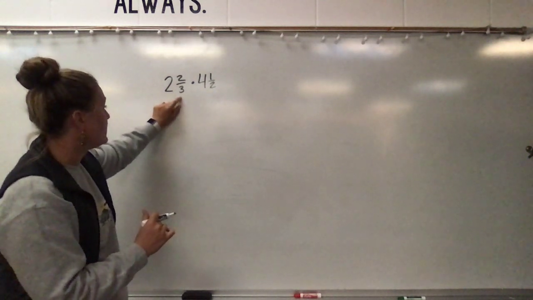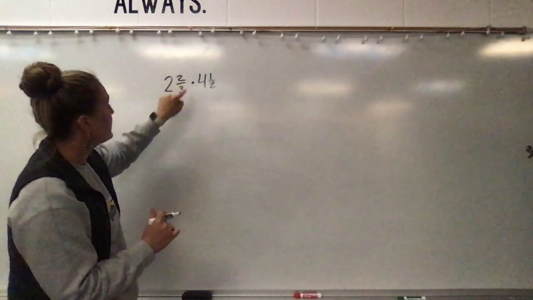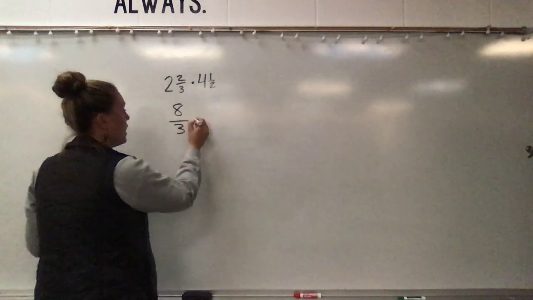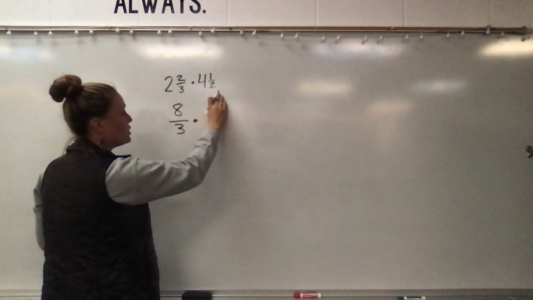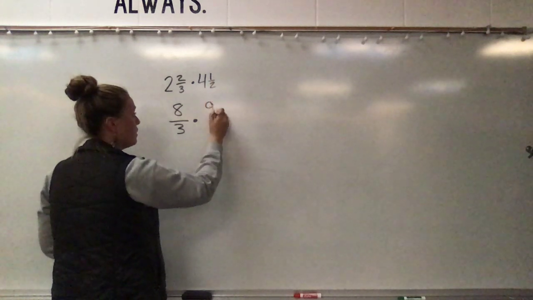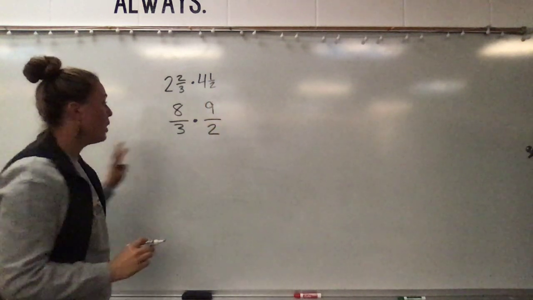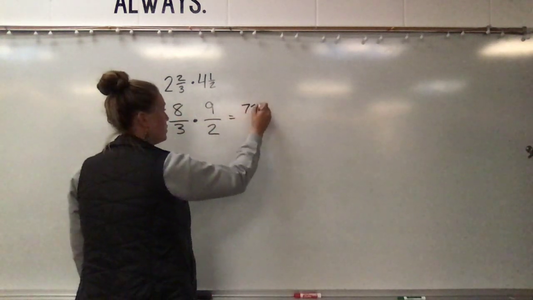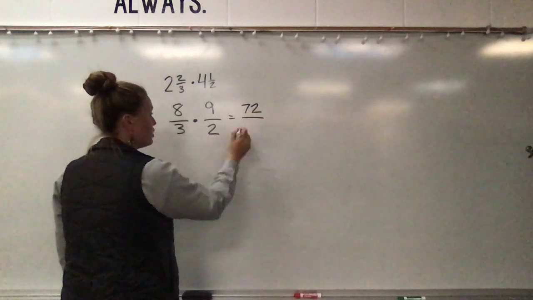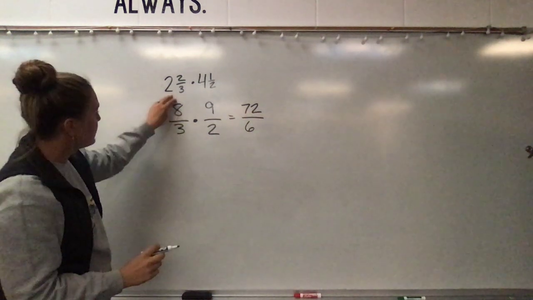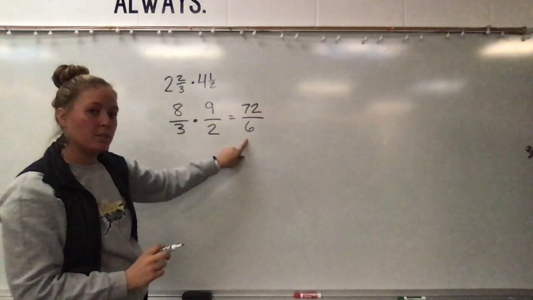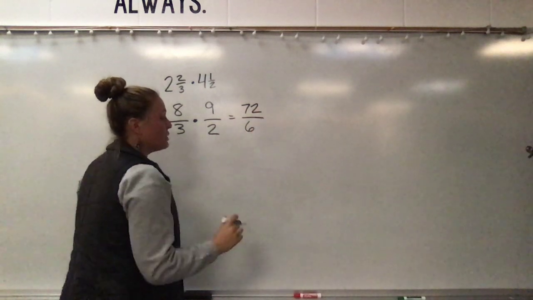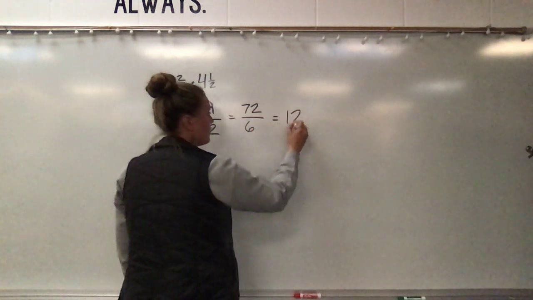So 2 times 3 is 6. Then you need to add the numerator to get us to 8, and then the thirds stay the same. We're going to multiply that by 4 times 2, which is 8, plus 1 is 9 halves. Then we multiply across like yesterday, multiplying 8 times 9, which gives us 72, and 3 times 2, which is 6. Now, we had mixed numbers that were being multiplied together, so it'd be good to put this back into a mixed number. And 6 actually goes evenly into 72 12 times. So the answer here is 12.